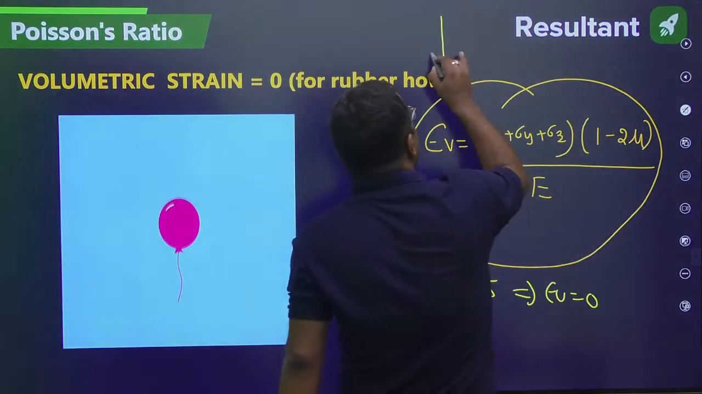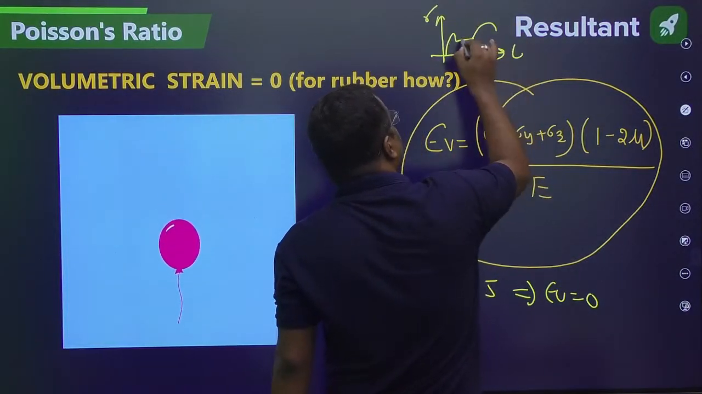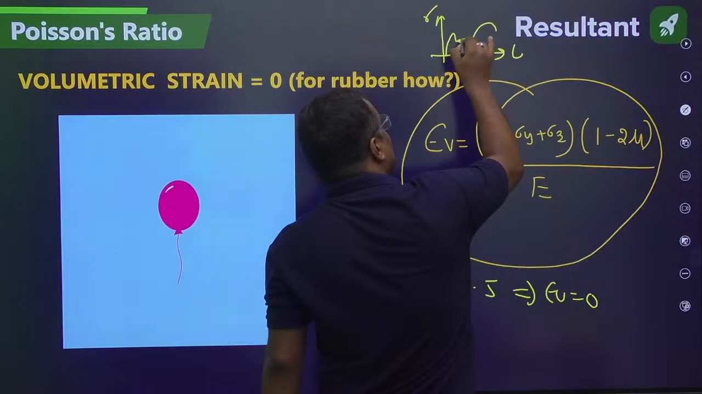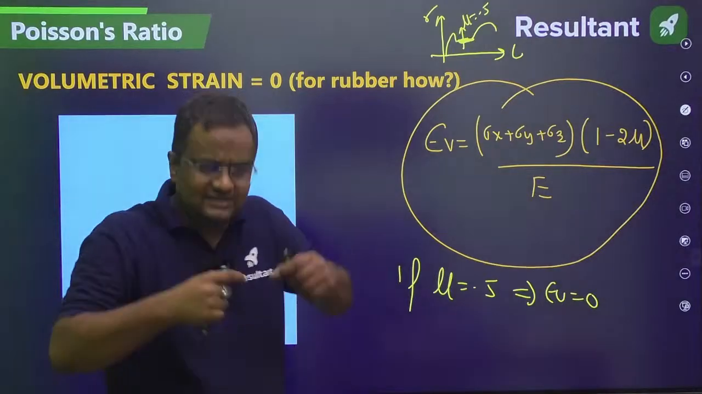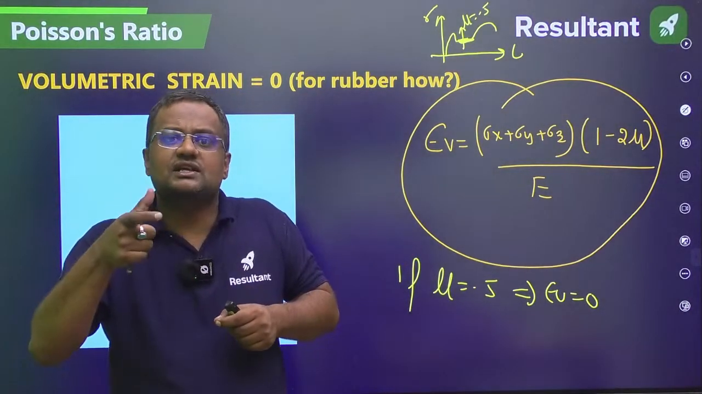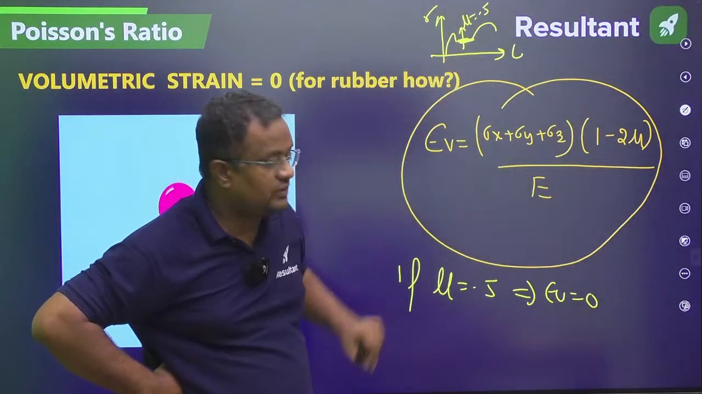Now, when you see the mild steel graph, here it is plastic region. Here also mu is 0.5. Volume is not changing in this region. Length is changing, but other dimensions are decreasing such that there is no volume change. So in this plastic region also mu is 0.5.